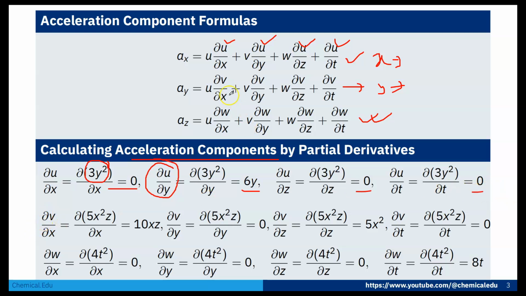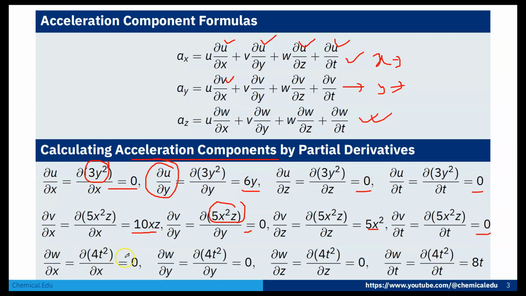Similarly, the partial derivative of v with respect to x, if I do the calculation, will be del by del x of 5x square z, that is 10xz. Del v by del y, here no y term is there, so that is 0. Del v by del z, here no z is there, so 5x square. If we know the partial derivatives, we can easily calculate. And del v by del t, here no t term, so that is 0.